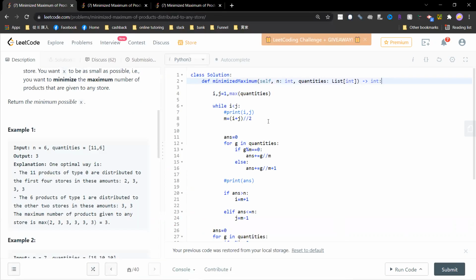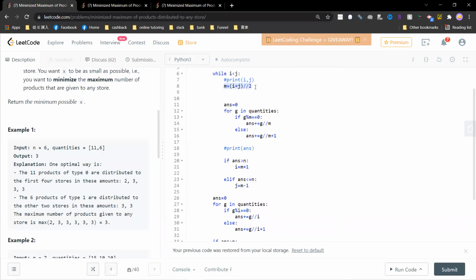So the idea is that you go through m and you define the answer. You define the count; you count how many stores you need. This is a tricky part. If g modulo m is zero, then you should add g divided by m. If g is not divisible by m, then you should add 1. So for example, in this case 3 is the answer. 11 is not divisible by 3, so you do 11 divided by 3 and plus 1.